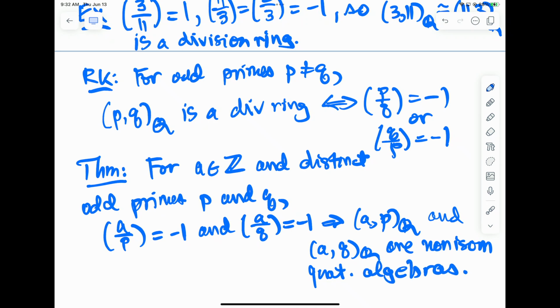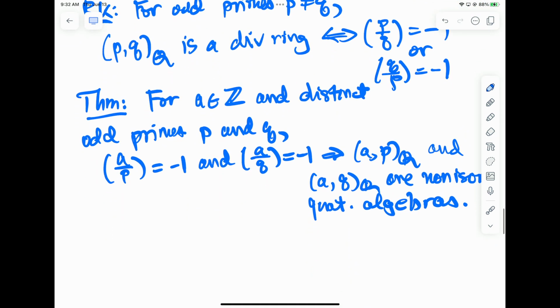Because we know, yes, of course, if the symbol is ever going to be -1, A is not a perfect square. Yeah, right. So great.